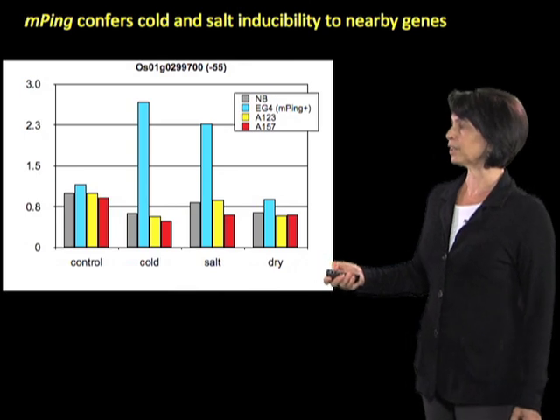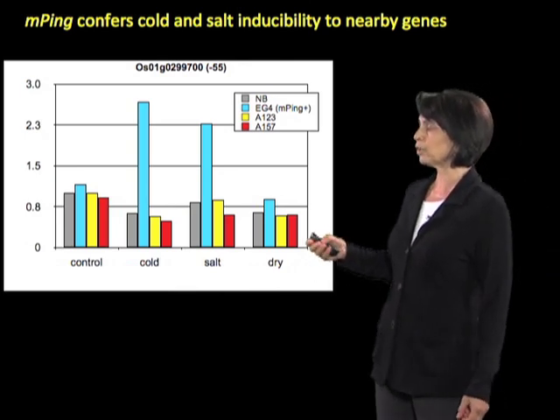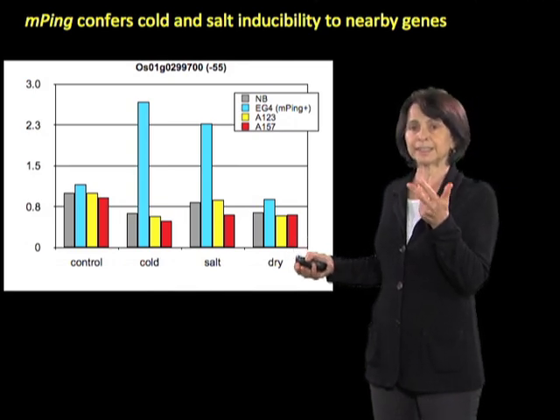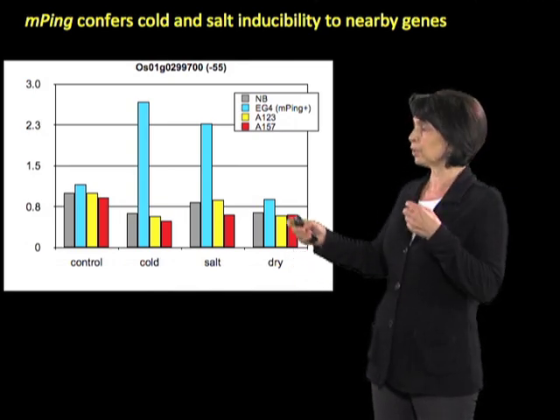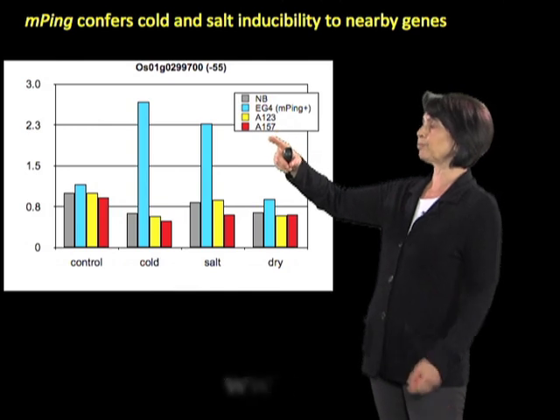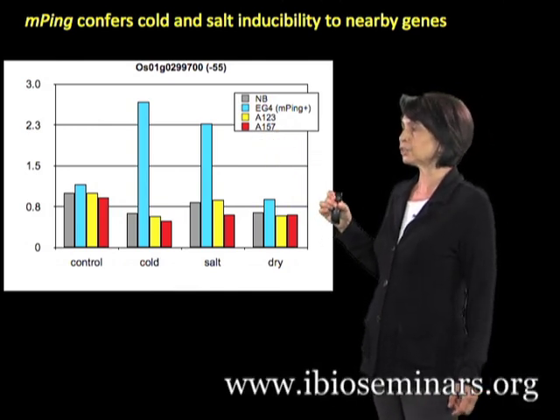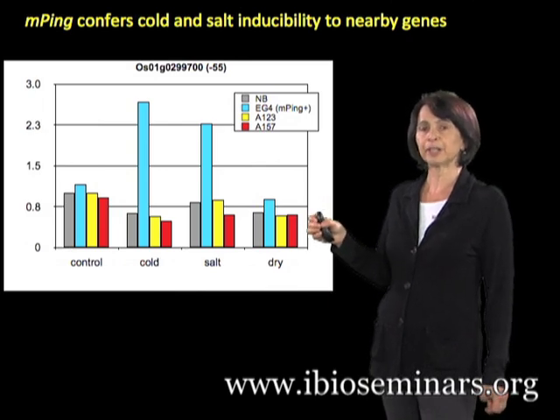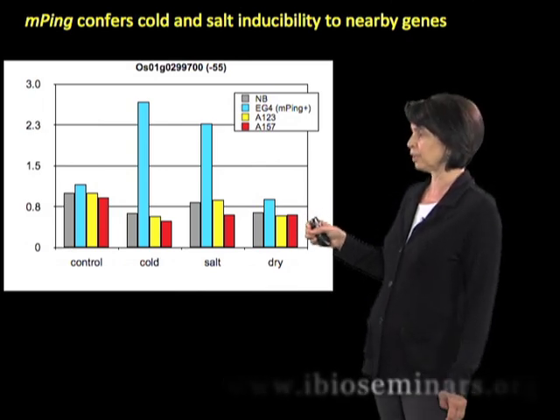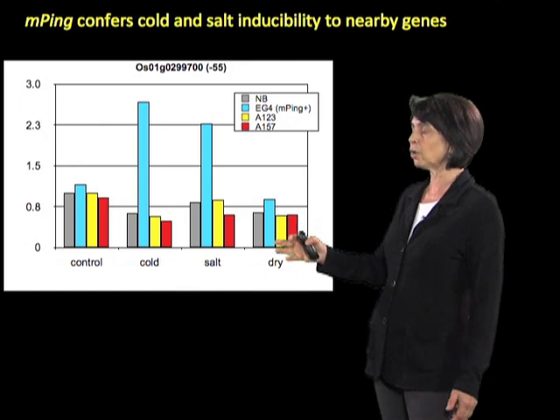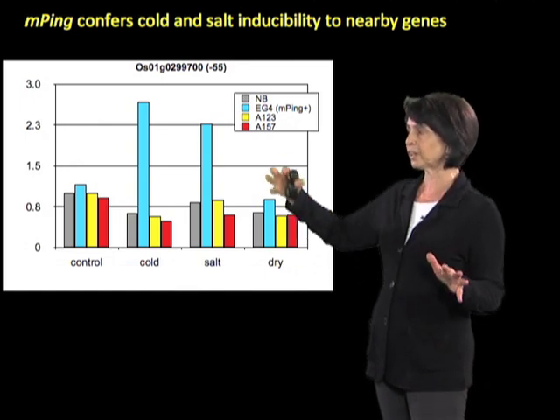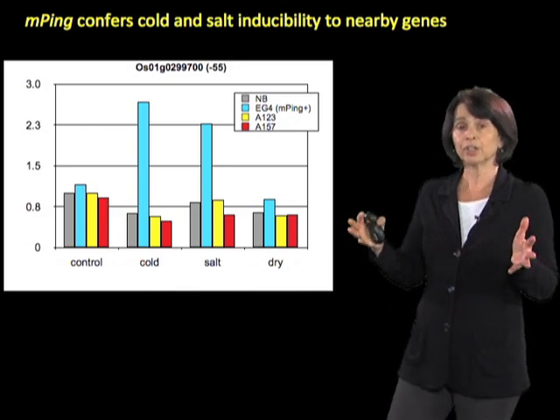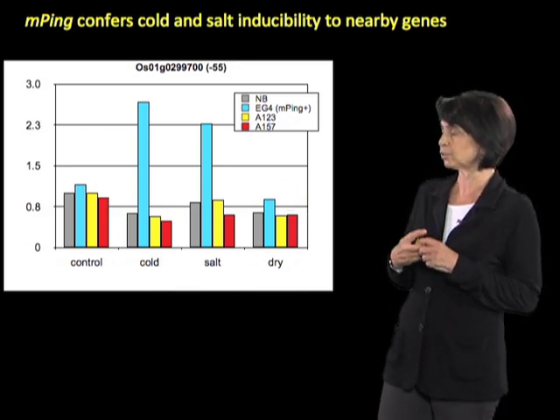So this experiment, I'll lead you through this here, is we're looking at 3 different stresses: cold, high salt, and desiccation, dryness. So this is a gene which has an Emping element at minus 55. So 55 base pairs from the transcription start of this gene. And this is a gene that you'll see the control under normal conditions. It's one of those vast majority, 78%, that show no effect under normal growth conditions. That's what you see under control there.